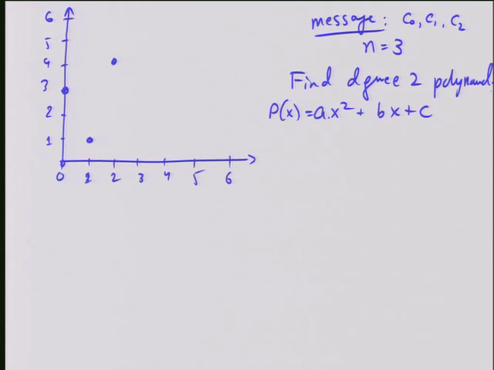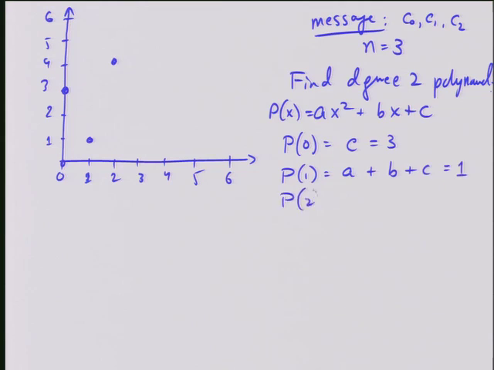So you get P of 0, you substitute x equal to 0, and you get c equal to 3. P of 1 is what? Well, you substitute x equal to 1. So the x's go away, and you just get a times 1 plus b times 1 plus c equal to 1.